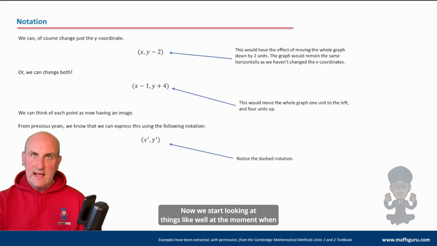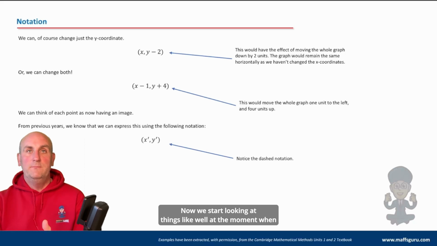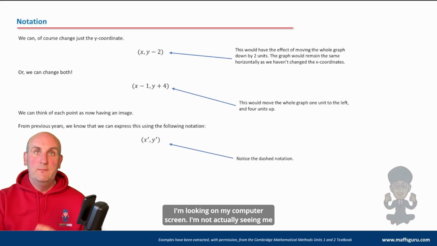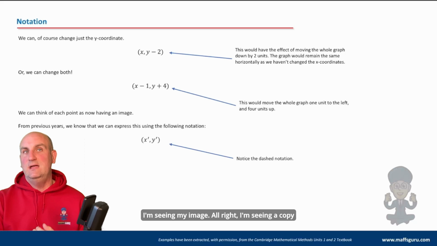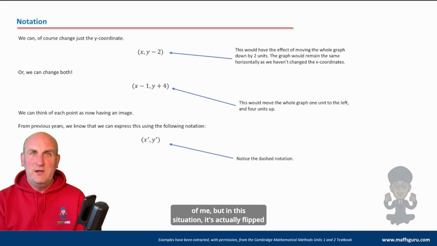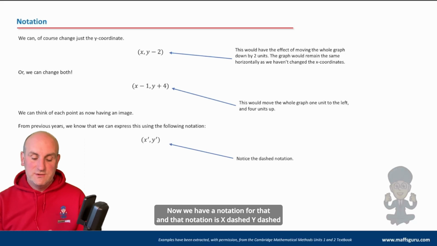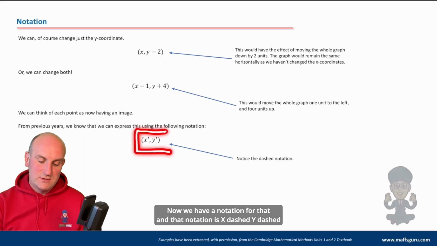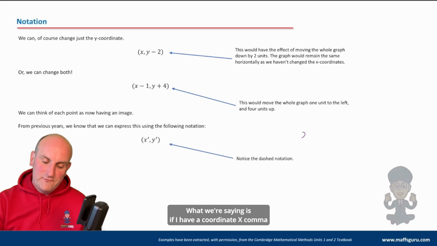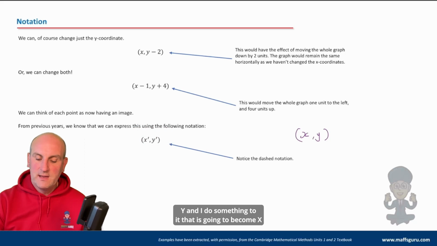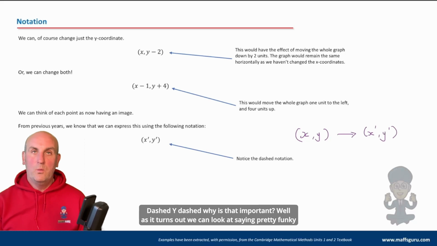So now we start looking at things like, at the moment, when I'm looking at my computer screen, I'm not actually seeing me, I'm seeing my image, all right? I'm seeing a copy of me, but in this situation, it's actually flipped. Now we have a notation for that, and that notation is x dashed, y dashed. What we're saying is, if I have a coordinate (x, y), and I do something to it, that is going to become (x', y').